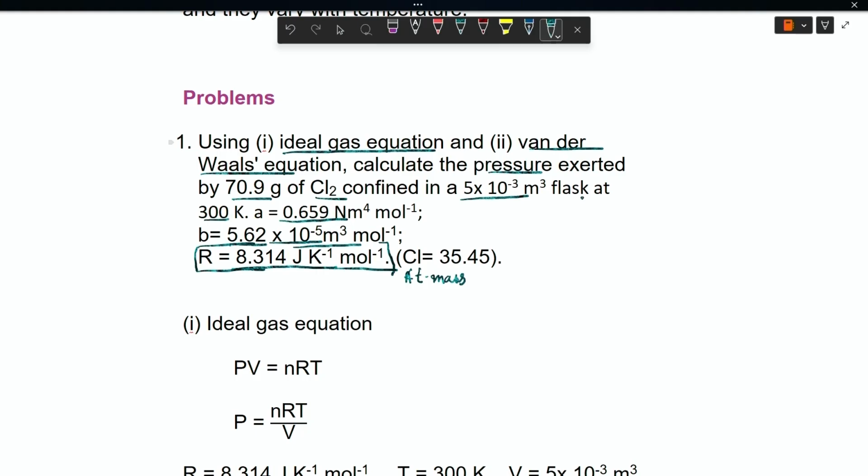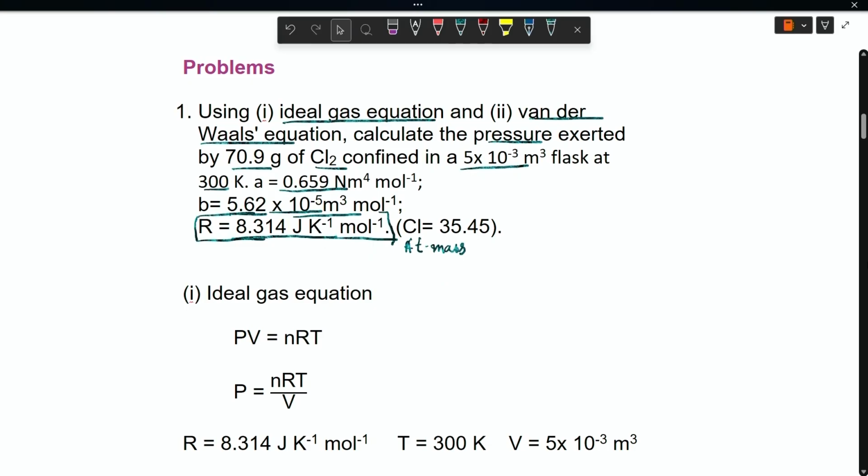Now, here what we have to find out is, according to ideal gas equation what will be the pressure, and also according to the van der Waals equation of state. They will be giving the units of A and B, but it is not necessary that they will always give you the value of R. Students should know it by heart. So, since all these are in SI units, otherwise we will have to take the SI value of R, which is 8.314 joules per Kelvin per mole for a gas. Now, here what we are going to do is take the ideal gas case, which is the first one.